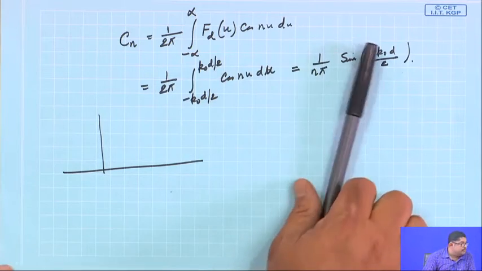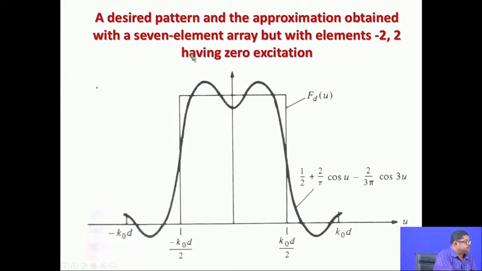So, for a 7 element array, you see the pattern is like this, the synthesized pattern. Now, obviously, 7 element is small, that is why it is rectangular like this. If you go on adding more number of elements, you can go up to the desired pattern.